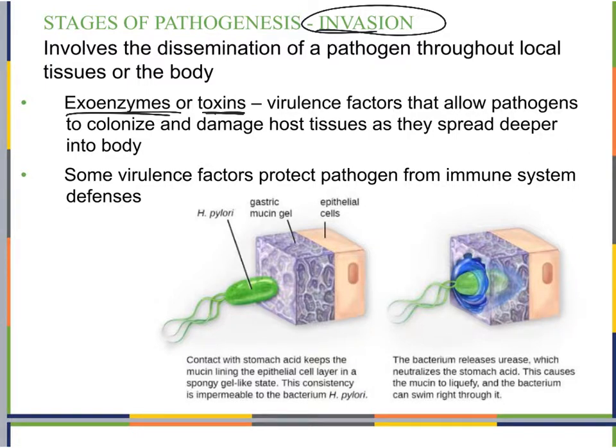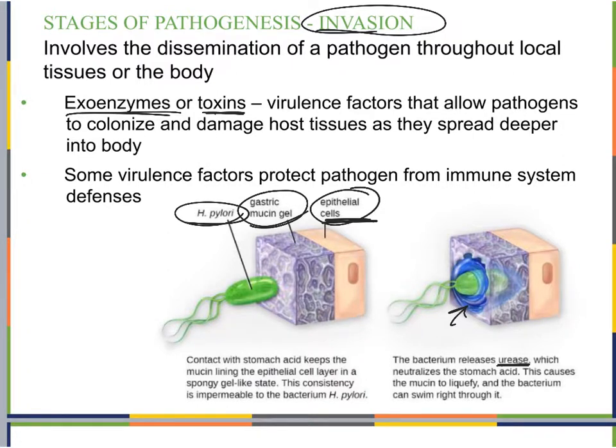So the example that I've used previously also with H. pylori, when it is in the stomach here, we have our epithelial cells of the stomach, and then within that we have our mucin gel, which is produced by specific cells of the stomach. So they secrete this to protect the epithelial cells from the hydrochloric acid, the low pH that's in the stomach. But our H. pylori is able to make urease. When it makes urease, it allows it to burrow through that mucin gel.